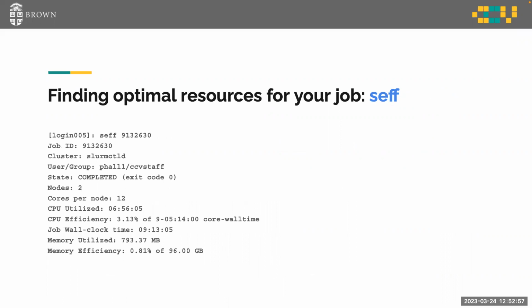Another, this is a relatively new feature on Oscar, this thing called seff. Its command stands for Slurm Efficiency. And the command itself is just seff and then your job ID number. This is for a job that's been run. And it gives you all sorts of useful information about your job. Worth noting here is the CPU efficiency. So how well did you actually utilize your CPUs?